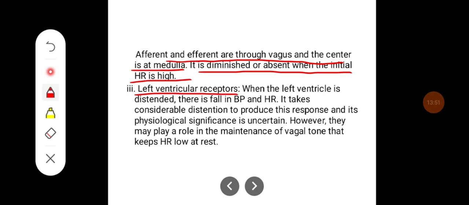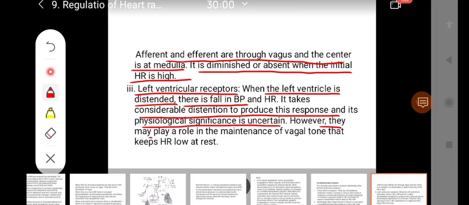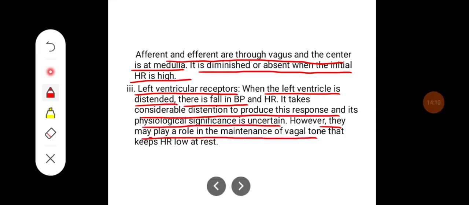Then we also have left ventricular receptors. When the left ventricle is distended, there is a fall in blood pressure and heart rate. It takes a considerable distension to produce this response, and its physiological significance is uncertain. However, they may play a role in the maintenance of vagal tone that keeps the heart rate low at rest.